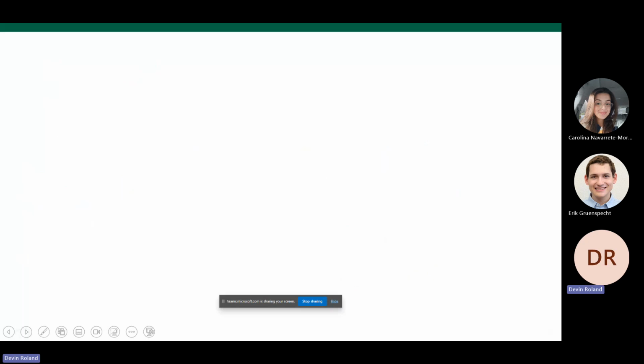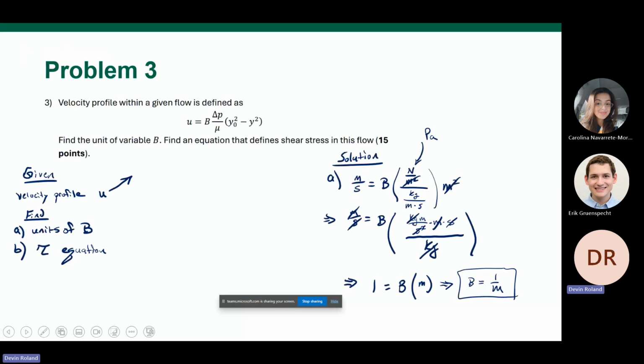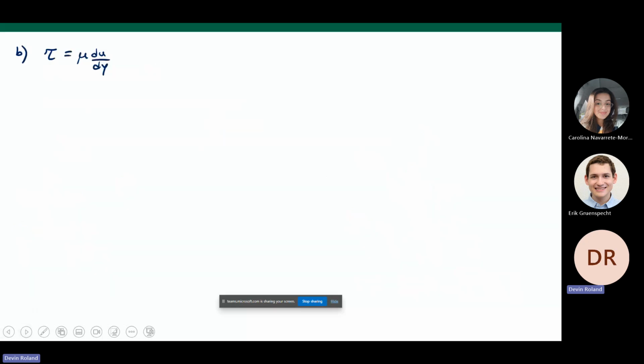And so I'll switch pages. We'll do part B. So for this part, we know that we want an equation for shear. We know that shear is viscosity times the velocity profile derivative, du dy. We know that our velocity profile is this B delta P over mu times y naught squared minus y squared. So I'll write that here. Delta P over mu times y naught squared minus y squared. Okay.